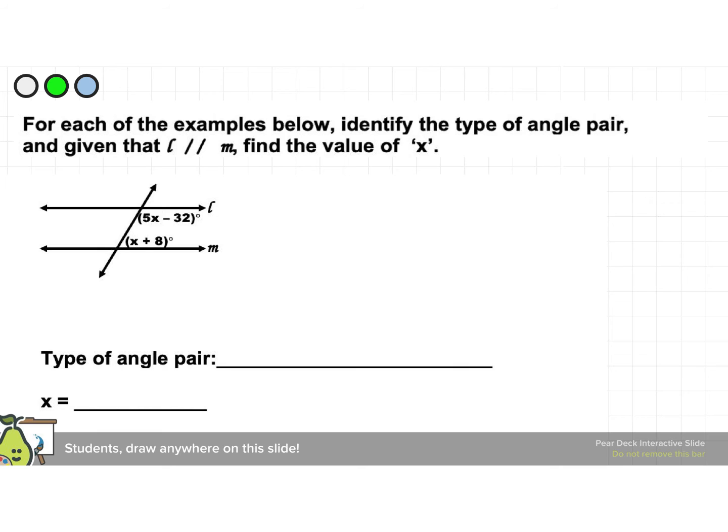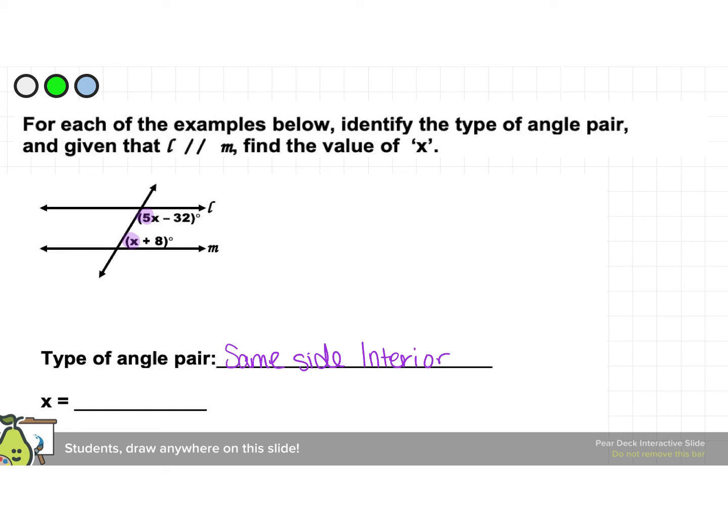Let's look at another example. It says that line L is parallel to line M. And so now we have an angle here. We have this angle and this angle. These angles are both interior, but they're on the same side of the transversal. So we would call these same side interior.